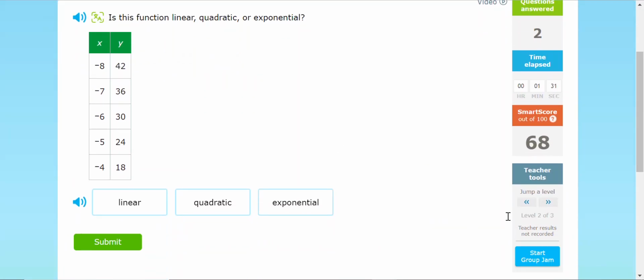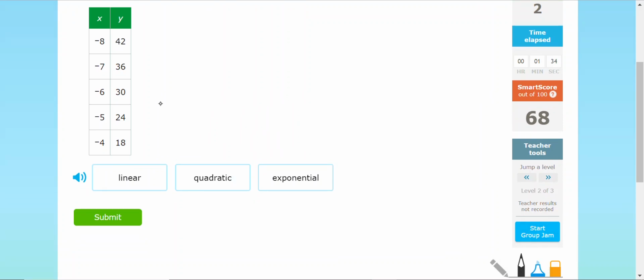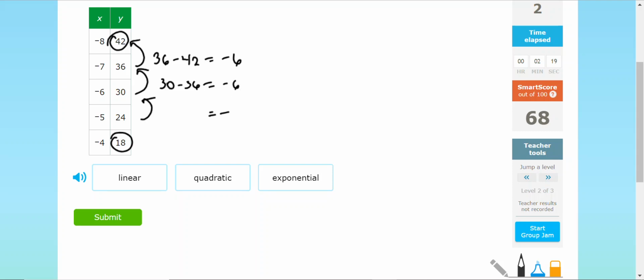Hopefully we'll get something different than exponential. This goes from 42 to 18. It doesn't look like it's exponential, so I'm going to try linear. It's important that you do linear before quadratic. In fact, you can't do quadratic first, because the results of the linear is what we use to do the quadratic test. So 36 minus 42 is negative 6. 30 minus 36 is negative 6. So this is a common difference, so it's linear.